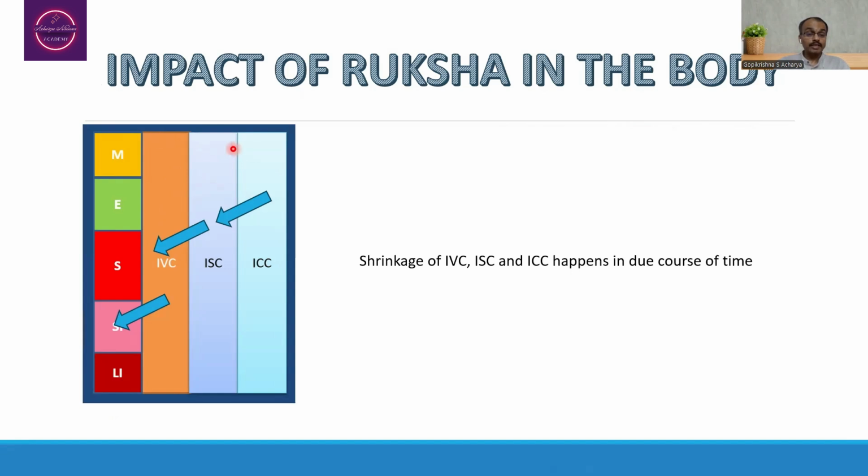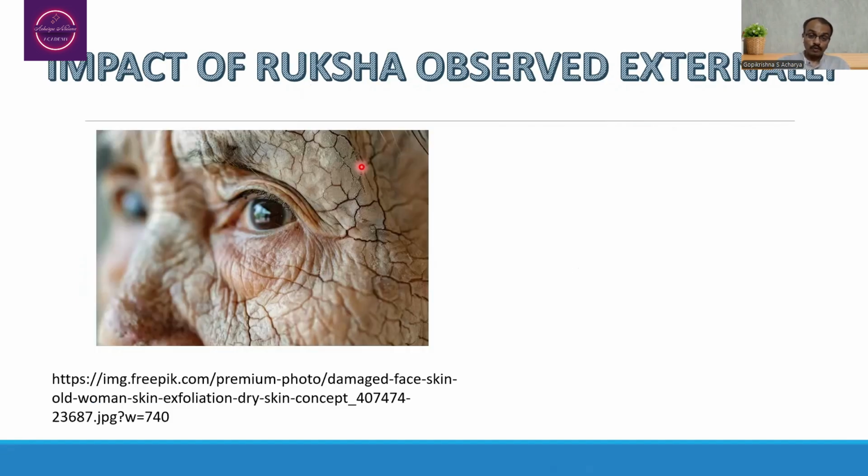When there is depleted fluid in the interstitial compartment, it is replenished by the fluid inside the cells, the intracellular compartment. In that way, Ruksha in the alimentary canal leads to shrinkage of the intravascular, interstitial and intracellular compartments. Thus, we observe the increase of Vata dosha in the body. Another way the impact of Rukshata is observed is externally. An example is in elderly individuals, where we see roughness or dryness of the skin. This again is indicative of Vata dosha prakopa.